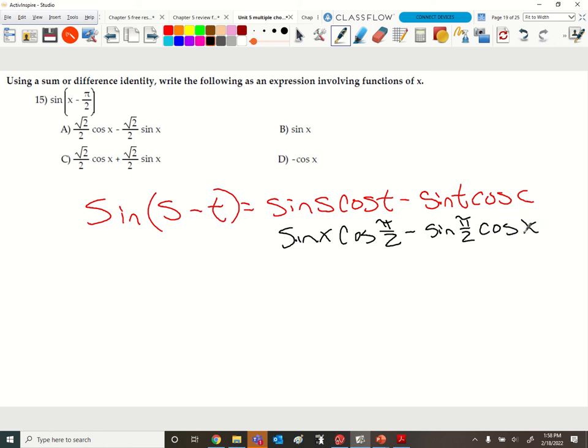These ones clean up to be pretty clean here. Now, what is cosine of pi over 2? Cosine of pi over 2. Yeah.